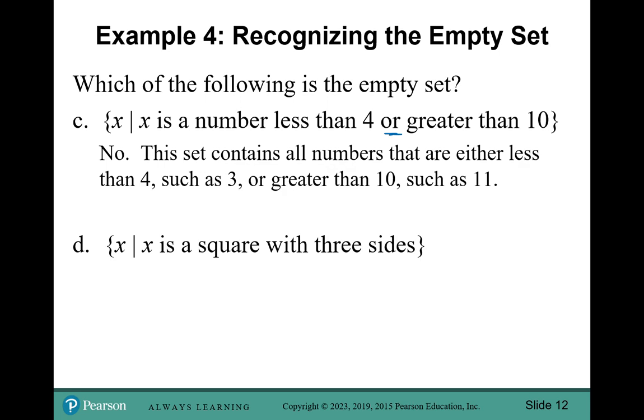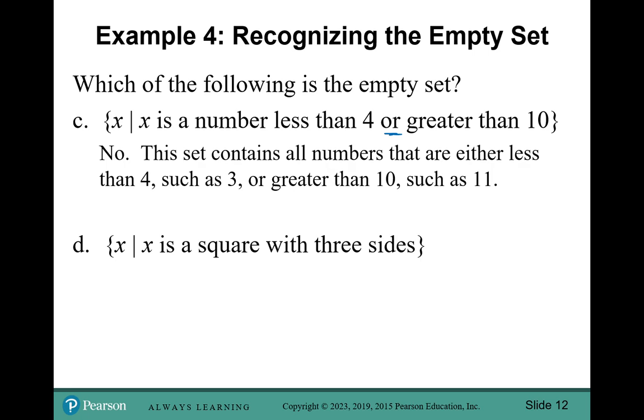So no, this set here contains all numbers that are either less than 4, such as 3, or greater than 10, such as 11. So this actually does contain values here. So it is not the empty set.